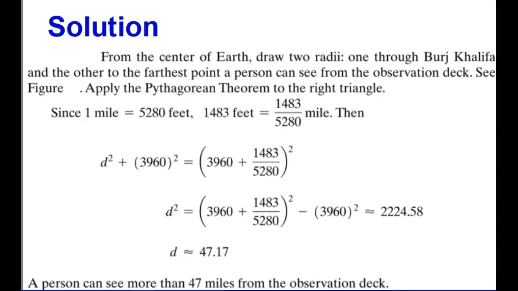So let's look at our solution. Okay, so this is exactly what I was just doing. I drew my two radii, one through the building and one through the furthest part that a person can see. So it is a right triangle, so I can apply my Pythagorean theorem.